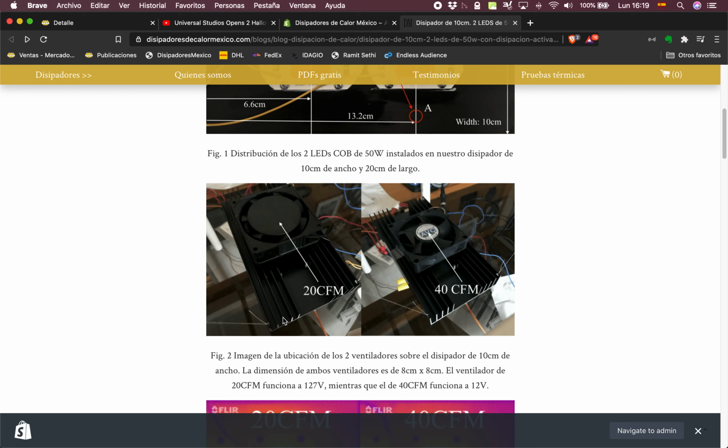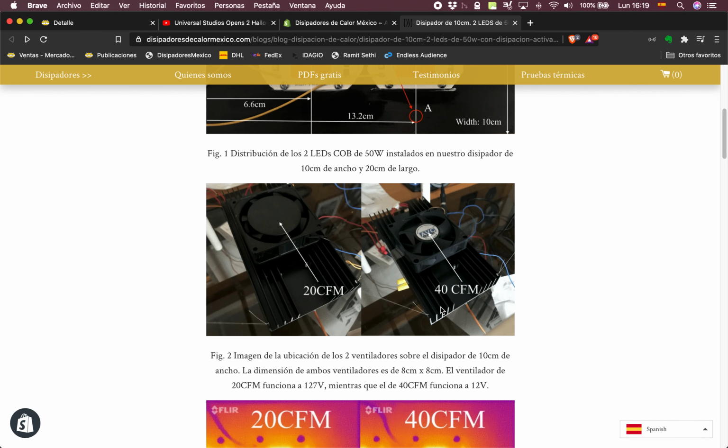This is a photo of the two fans that I used. The first one is a 20 CFM fan, the second one a 40 CFM fan, and as you can see, the heatsink is floating by using some strings that are attached to a PVC base. This is in order to avoid the heat transference from the metal to another object through air, which actually can affect the temperature measurements by various degrees.